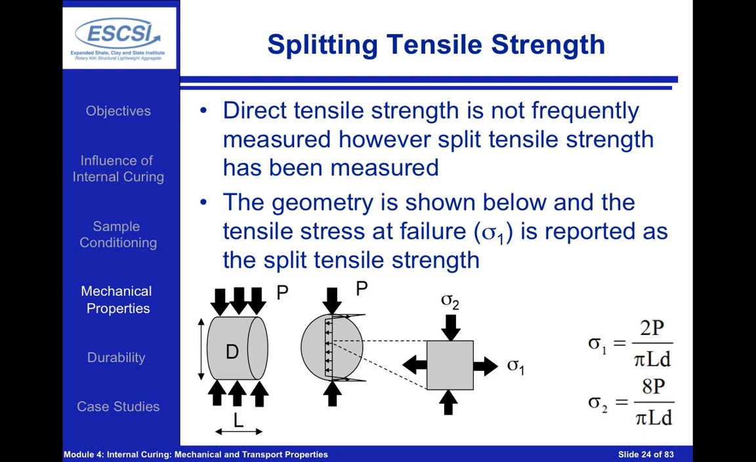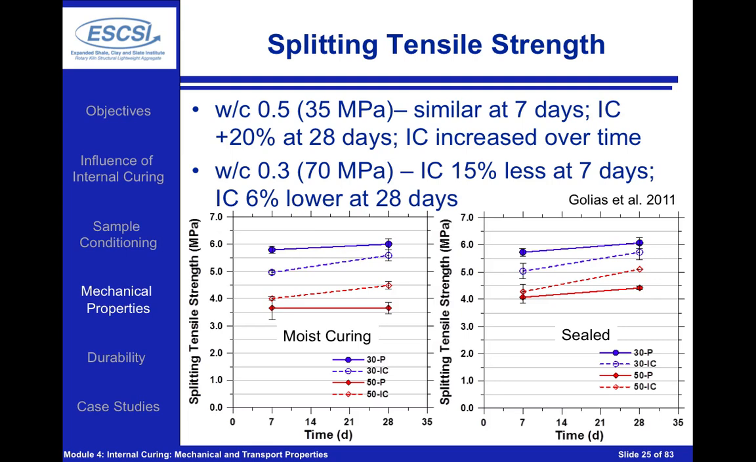This geometry can be shown at the bottom, where we're going to take a cylinder, turn it on its side, and measure the stress in the one direction, and that will be very similar to a tensile strength at failure. Now, if we do these for the internally cured concretes, the results become a little more difficult to interpret, but if we take a second to look at these, they really seem to be logical.